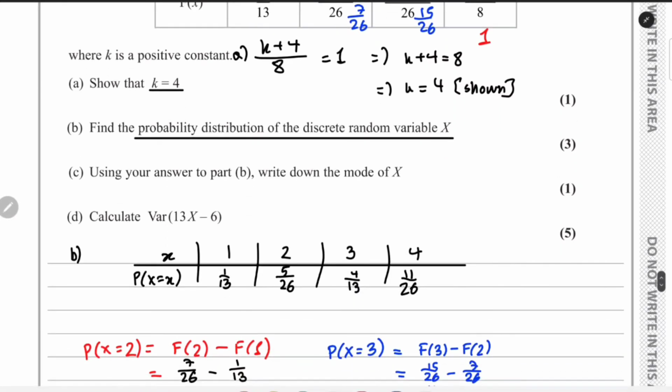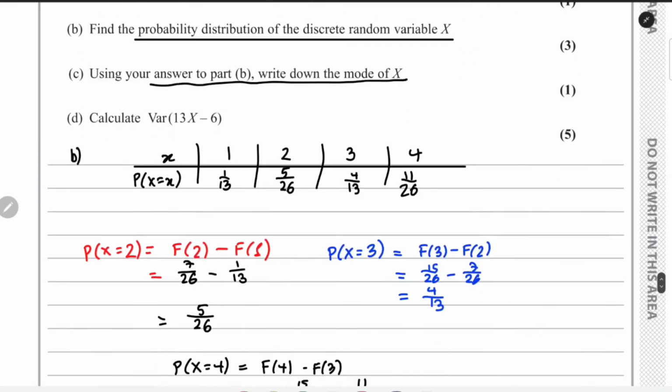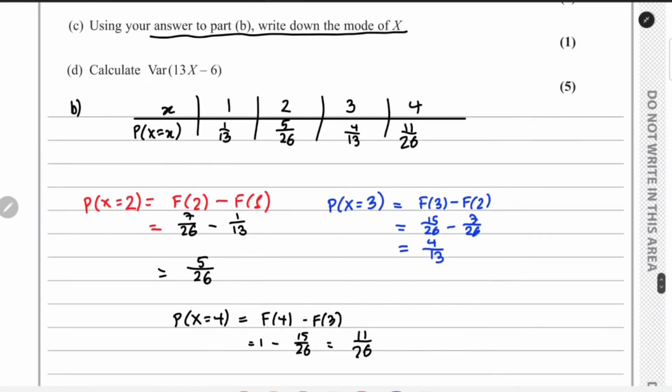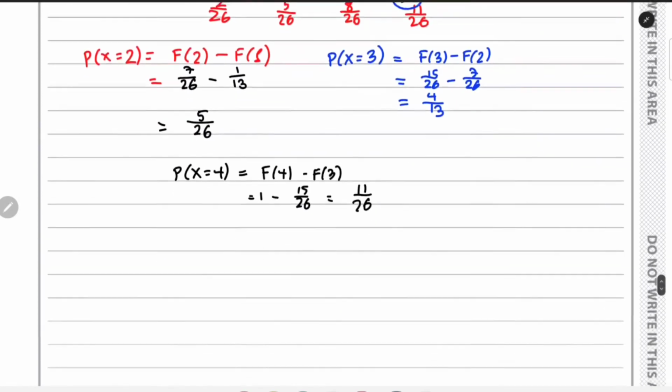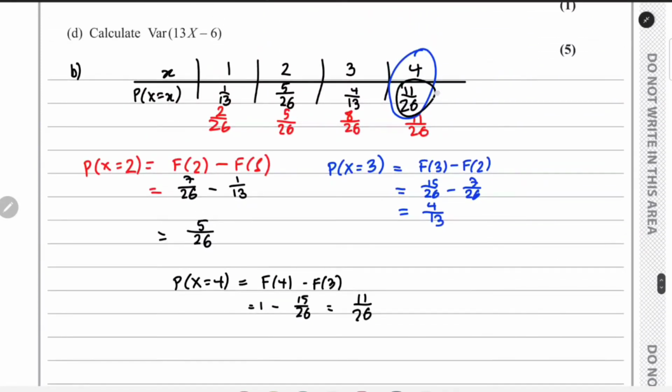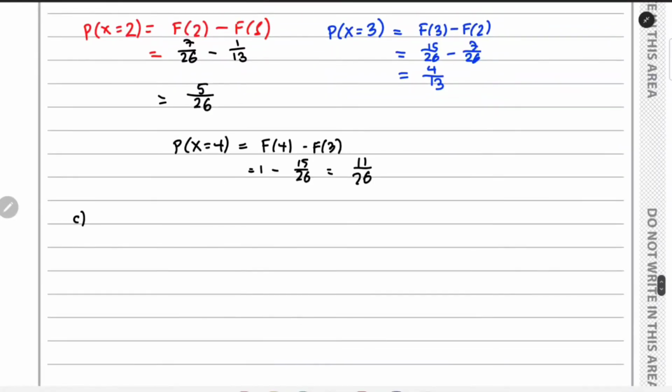Now we have to use our answer to part B to write down the mode of x. So the highest probability here is 4 by 13. If we write all of them with the fraction being in 26, we'll get 2 by 26, 5 by 26, 8 by 26, 11 by 26. This will be the mode because this has the highest probability over here. So mode equals 4.